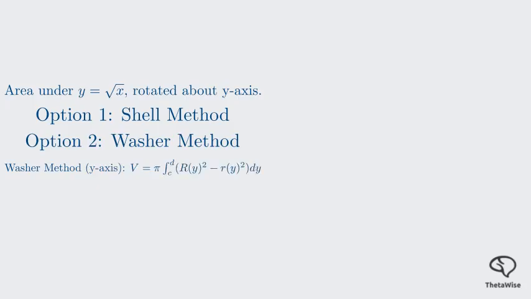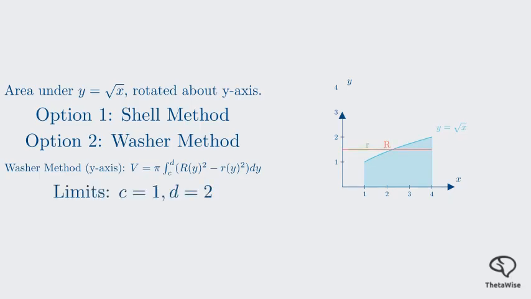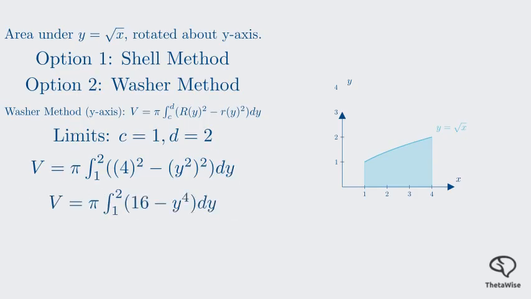The formula for the washer method rotated about the y-axis is V equals pi times the integral from c to d of R squared minus r squared, dy. Here, R is the outer radius and r is the inner radius. Looking at our graph, the outer radius, R, is the x value of the furthest vertical line, which is x equals 4. The inner radius, r, is the x value on the curve, which is x equals y squared. Our limits are c equals 1 and d equals 2. Plugging these into our formula gives V equals pi times the integral from 1 to 2 of 4 squared minus y squared squared dy. This simplifies to pi times the integral from 1 to 2 of 16 minus y to the 4th dy. This looks like a straightforward integral to solve.